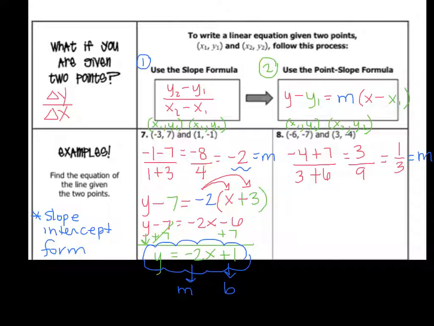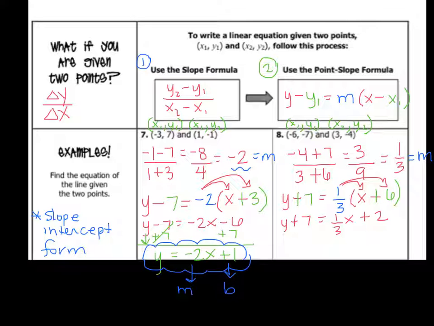Okay? Now I'm going to use my formula. So I have y minus, and we labeled this as y1, so negative 7 becomes plus 7, equals your slope, which you found is 1/3, times x minus, and my x1 was negative 6, so it becomes plus 6, and now I filled in all my values. So from here, I'm going to distribute my 1/3, so y plus 7 equals 1/3 x plus 2, because 1/3 times 6 is 2.